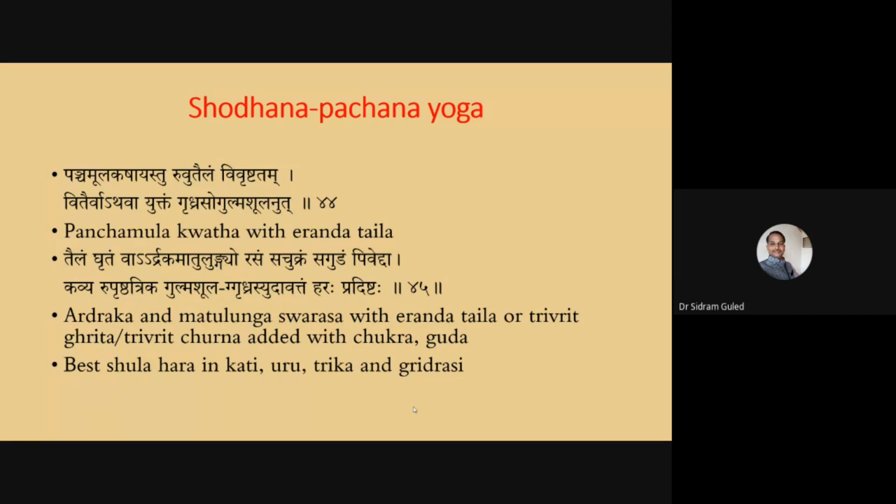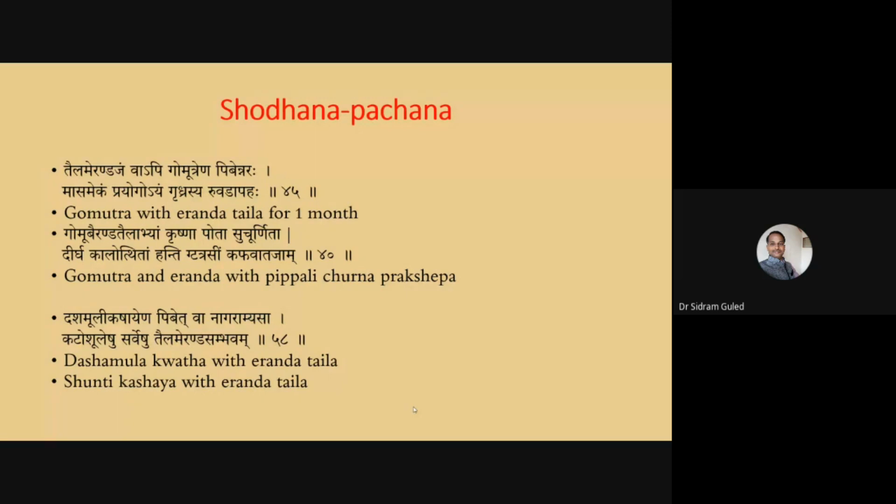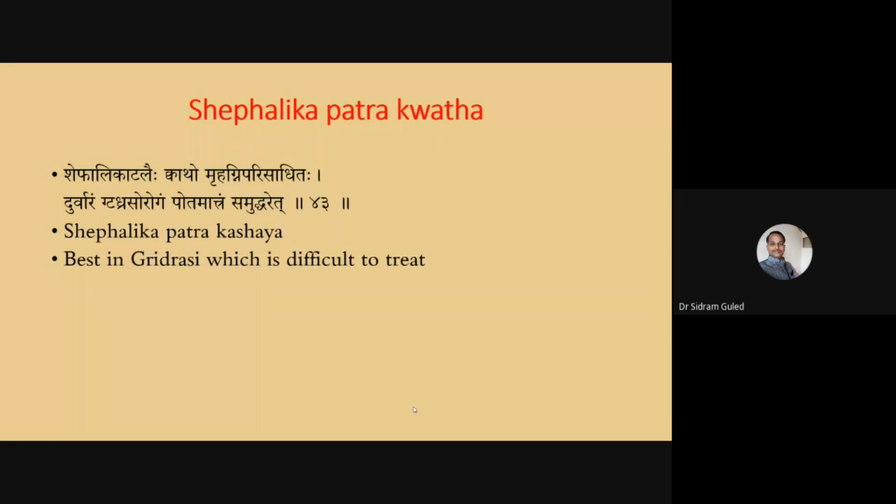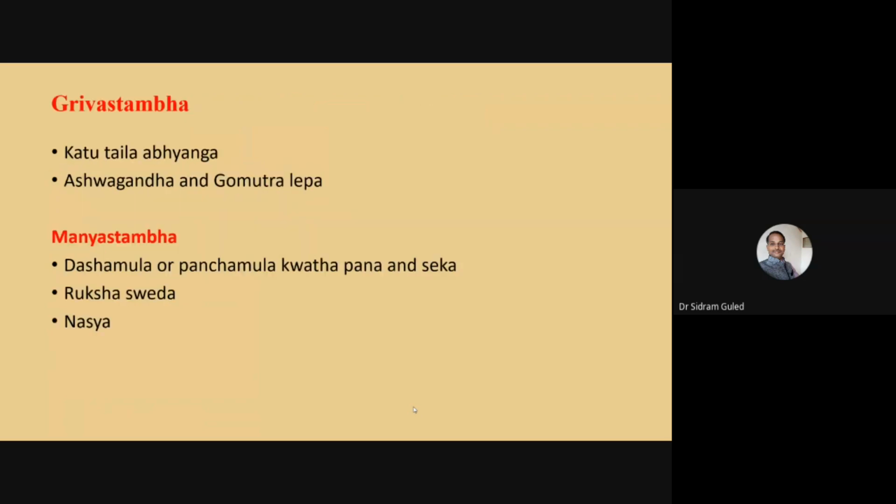There are many yogas mentioned here. Then Eranda Taila with Gomutra for 1 month, as well as Eranda Taila with Nagara Ambu. Dashamula Kashayena Pibed Va Nagara Ambu, so Nagara Jala and Dashamula Kwatha, or it can be used in Kati Shula with Eranda Taila. And some specific yogas like Chapalika Patra Kwatha are mentioned in Gridhrasi, and in Greevastambha, Katu Taila Abhyanga and Gomutra Lepa with Ashwagandha, and in Manyastambha, Dashamula Panchamula Kwatha Pana and Sekam, Ruksha Sweda, Nasya are mentioned.